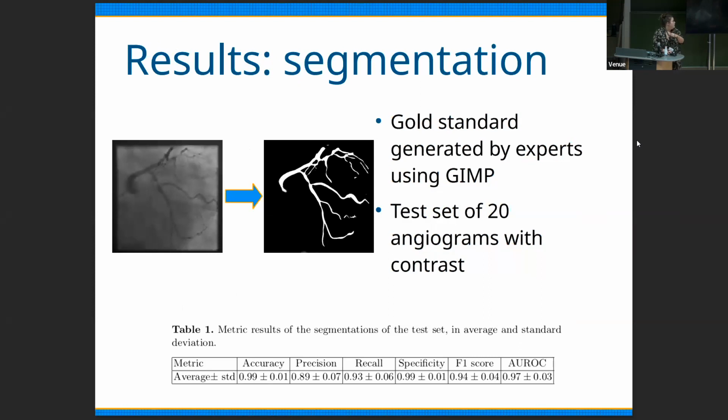So, the results we have so far for this segmentation: due to time limitations, we only have a test set of 20 angiograms. They are delineated by the expert cardiologists, and they have been randomly selected from the contrast frames. We get the metric results we have in the table.